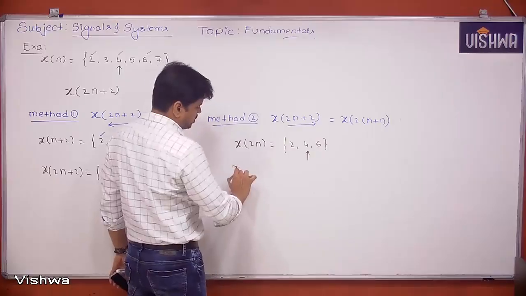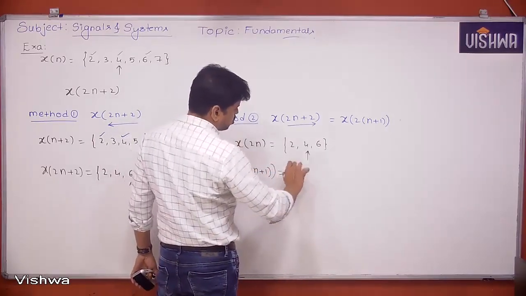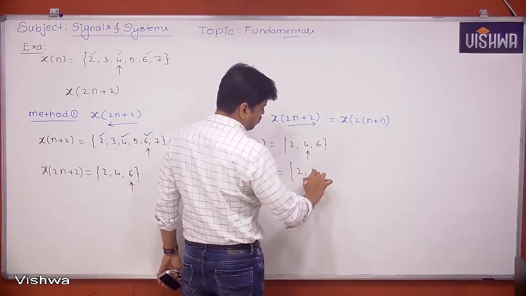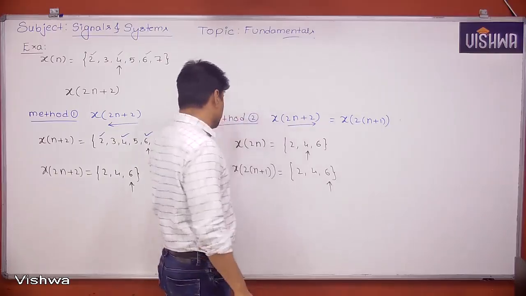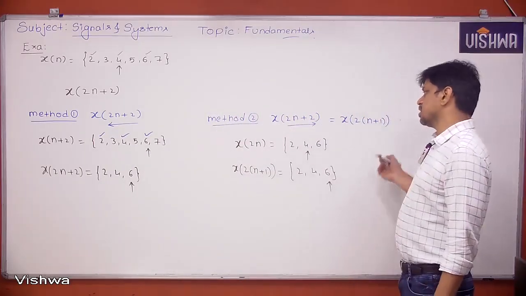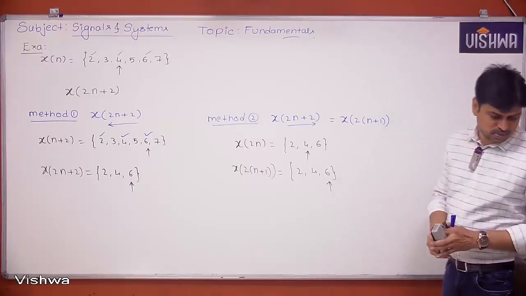Next, x of 2 into n plus 1. The arrow has to move 1 unit in the right side direction. 2, 4, 6. Here is the arrow. If you observe carefully, both the answers are the same. Method 1 is applicable, method 2 is also applicable. Okay, take it.